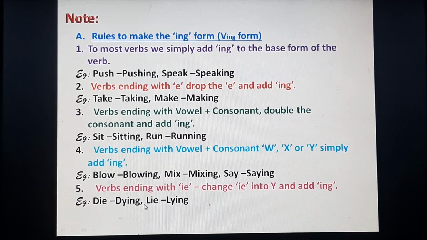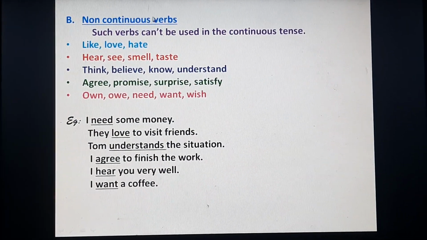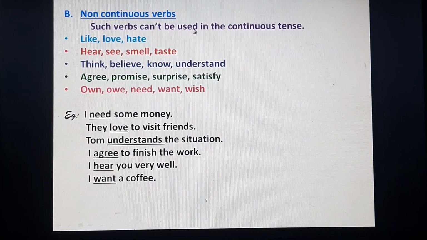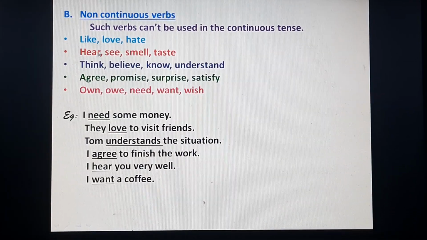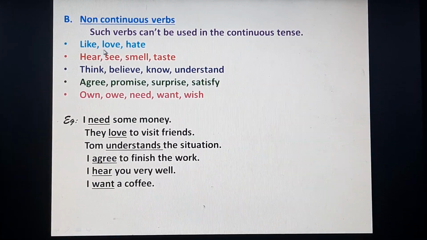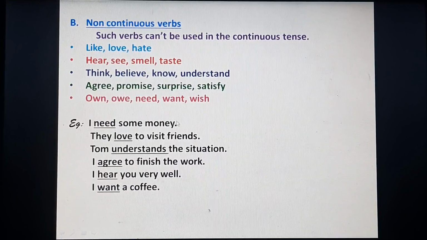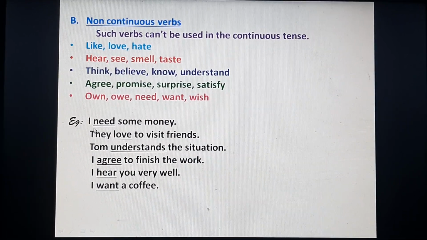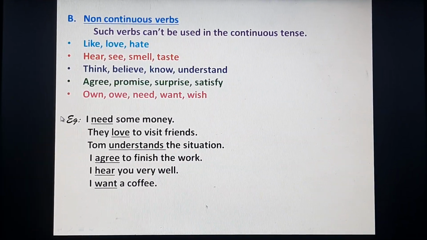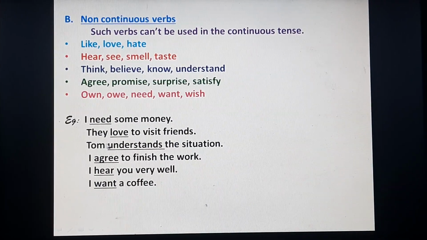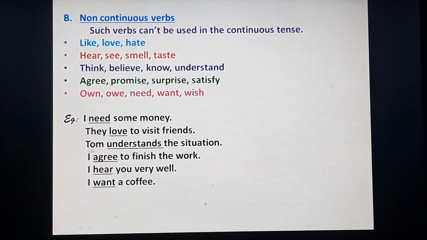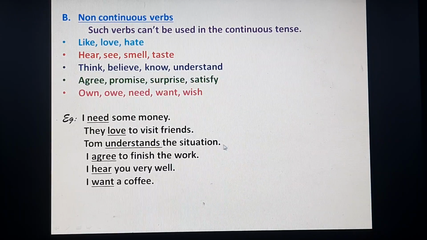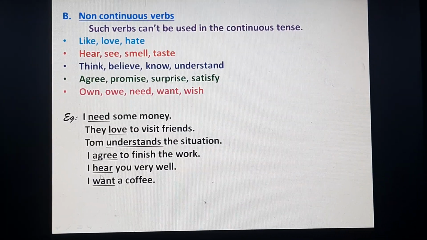Verbs ending with ie, change it into y, add ing. Die, dying. Lie, lying. Now, non-continuous verbs. Such verbs can't be used in the continuous tense. Now, all these verbs, just make a note of them. I'll give you a few examples here. I need some money. You cannot say I am needing some money. Tom understands the situation. You cannot say Tom is understanding the situation. That is wrong.